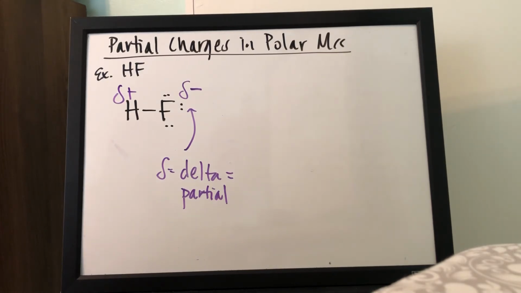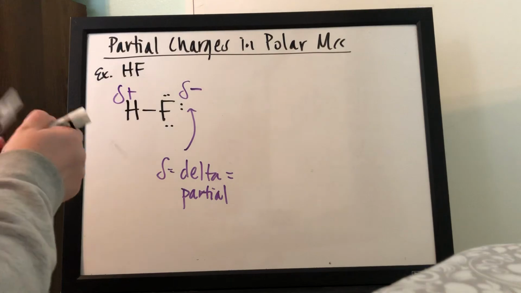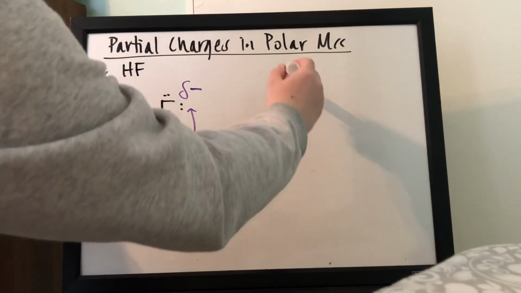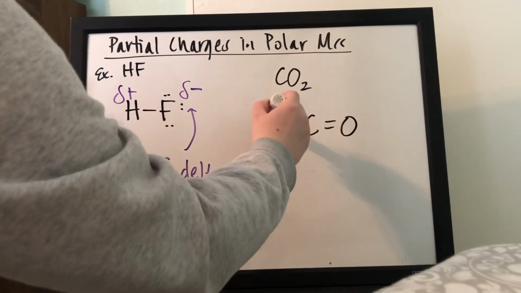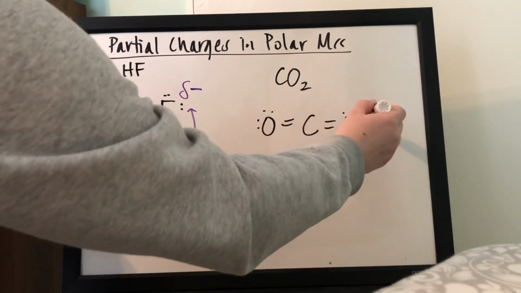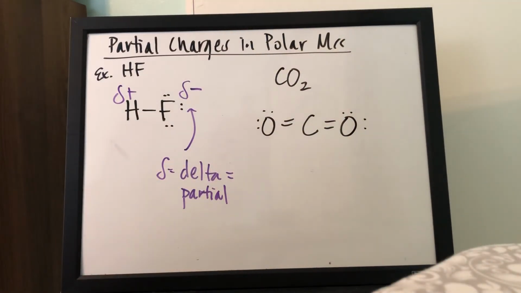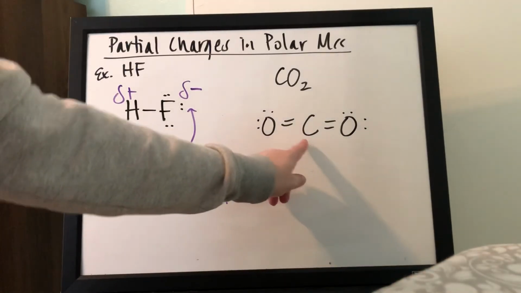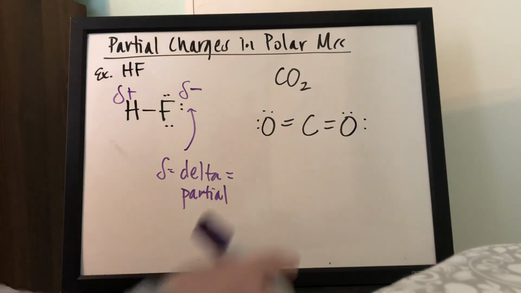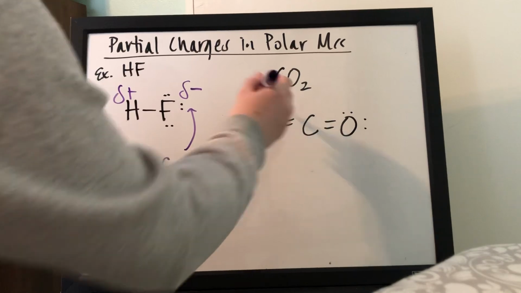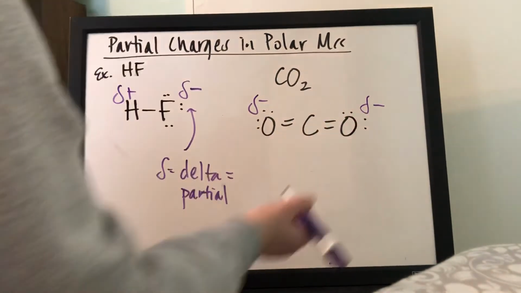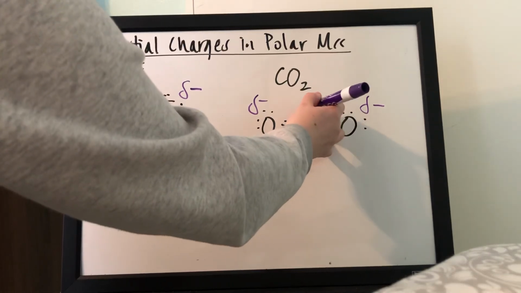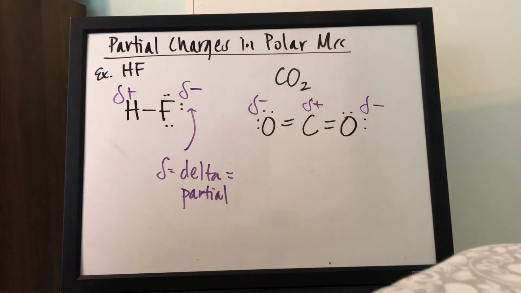We can look at a different molecule as well. Let's do CO2. CO2 has two double bonds. So there's the CO2 molecule. If we think about the bond between the carbon and the oxygen, O is more electronegative, meaning this O is going to draw electrons toward it, partial negative. This O is going to draw electrons toward it, partial negative, while the carbon has them less of the time, partial positive. Okay, so that's one way to do partial charges.